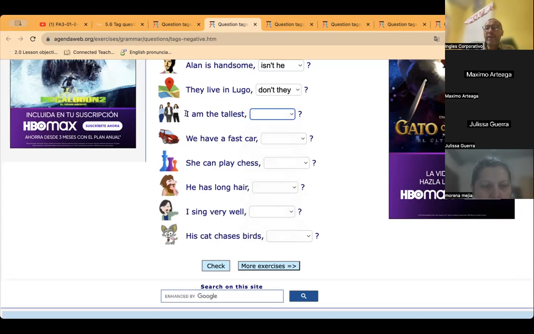Julissa, what is the auxiliary in the sentence? I am the tallest. Which word is the auxiliary? Tallest. The auxiliary would be, I don't know. Okay, no problem. Think about it like this, Julissa. Which is the verb in the sentence? Verb to be. Oh, tallest. No, tallest is not a verb. No action. Tallest is an adjective. Okay, good. So am is the verb to be, right?